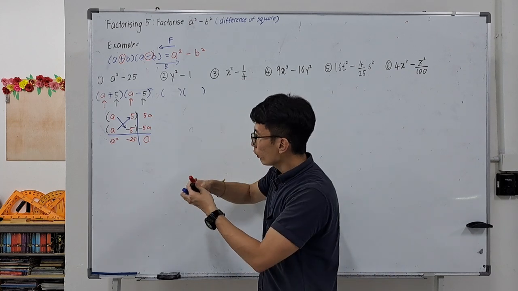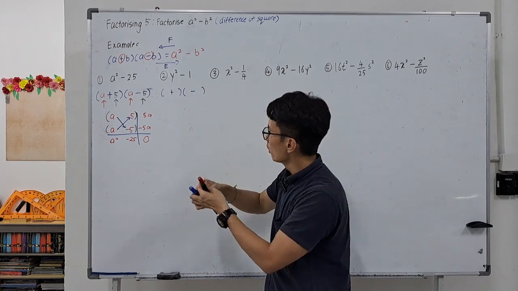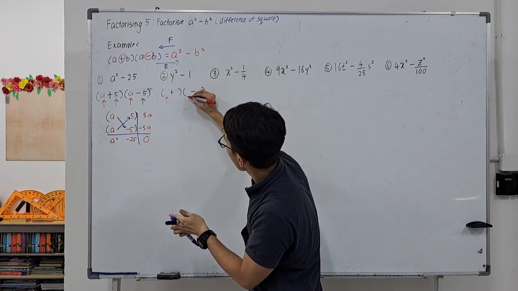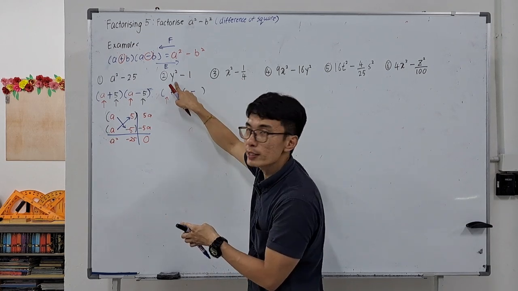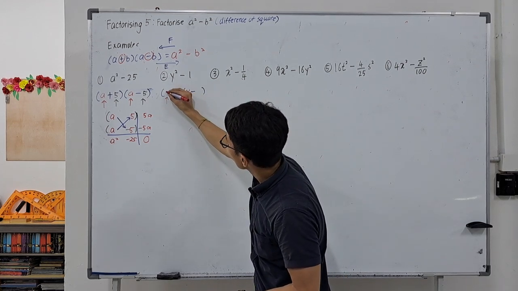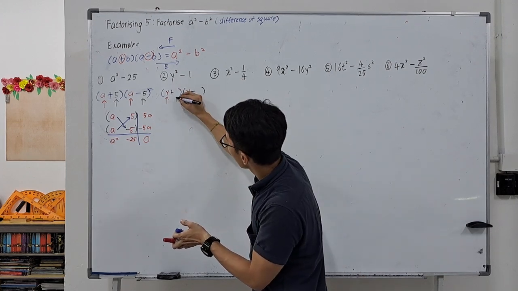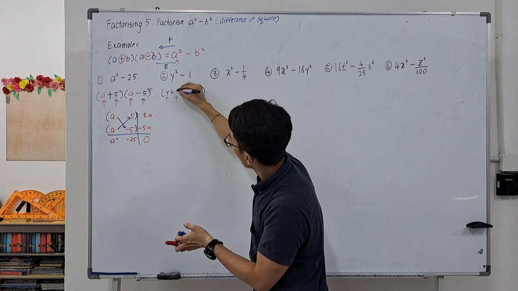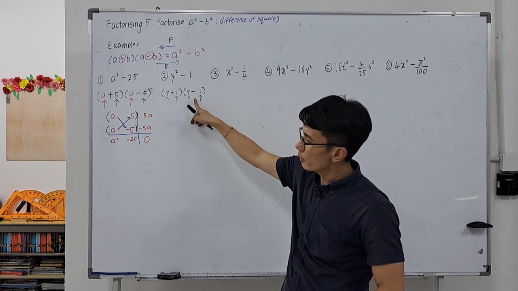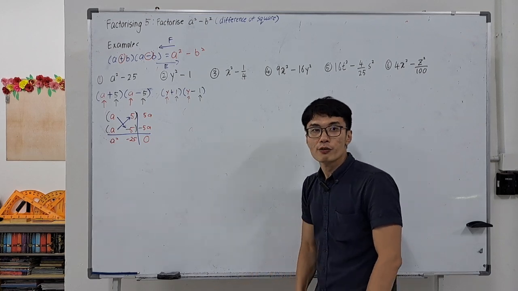Okay? So one of the brackets is going to be plus, and one of the brackets is going to be minus. Okay? So my first term over here, it's going to be from y squared. So square root of y squared, that will give me y, and y over here. And square root of 1, that will give me 1 and 1 over here, right? I'm done. Okay? So you can also expand this, and this expression should give you back this expression. Okay? Simple, right? Difference of square.